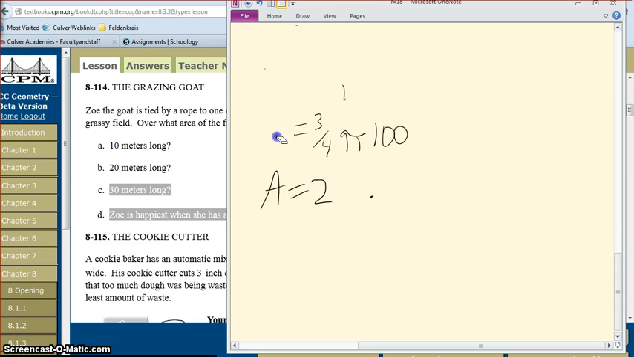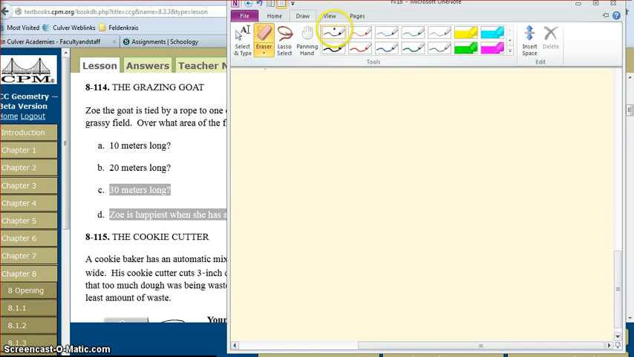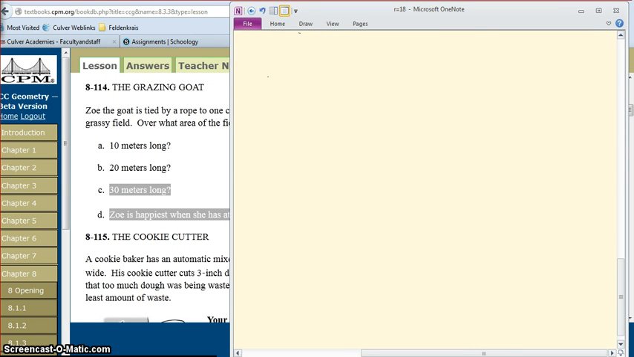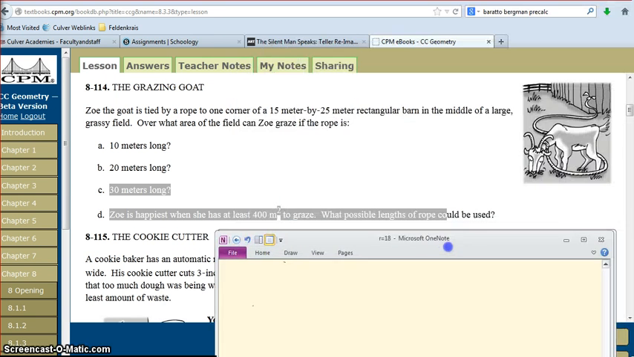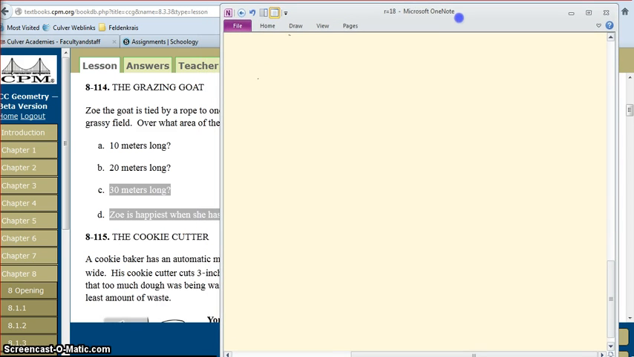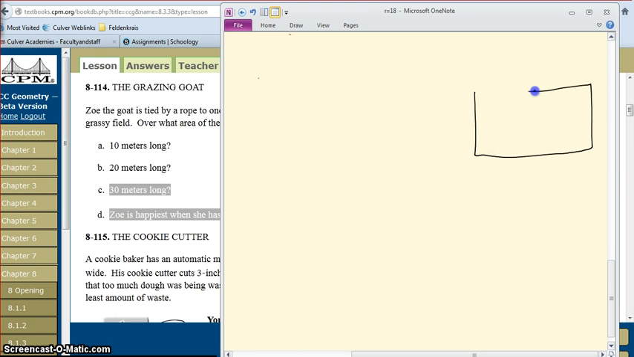Now, what Miss Revel said earlier today when my group was doing this problem, after we got the answer for B, it was incorrect, but you got to watch out for B, alright? So, 20 meters long. Zoe's rope is now 20 meters long. So let's draw a little model. 25, 25, 15, 15. That's meters right there. And this is going to be 20 meters long. It's a pretty long rope. Zoe's going to have a lot of grass to graze on, I'll tell you that.